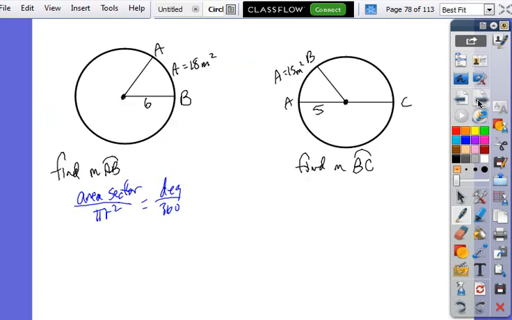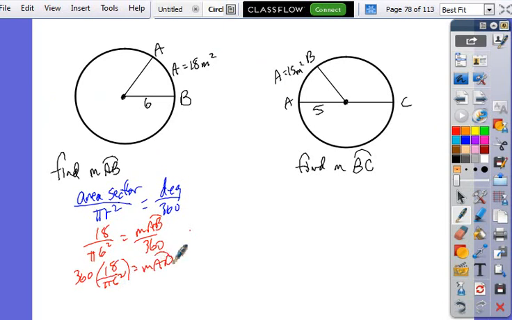If it says find anything other than area of a sector, go back to the proportion. Where does the area of the sector number come from? It's the outside area, the little part they give you. 18 over pi 6 squared. Degree is what I'm looking for over the 360. What do I do with that? 360 times all of that over there, and you got your answer.